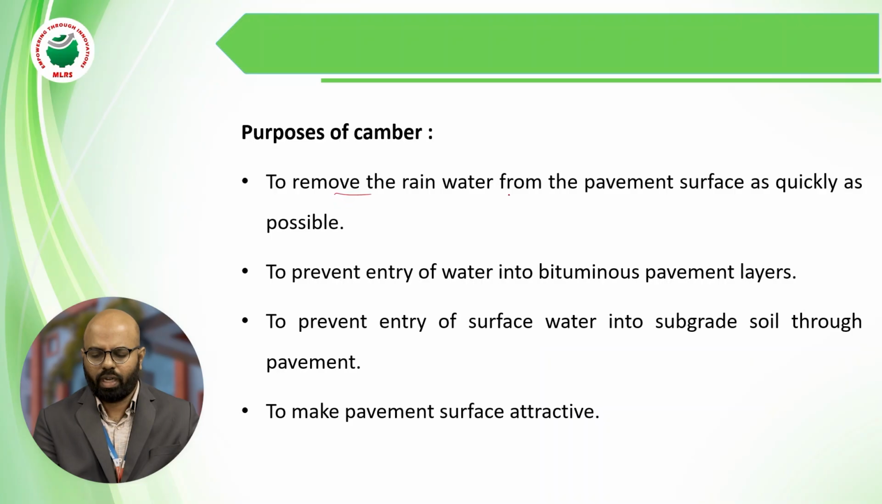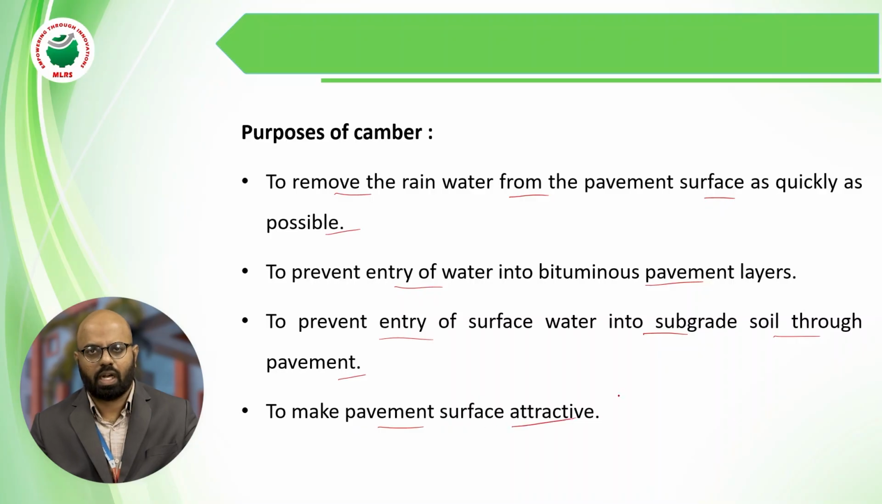In order to remove the rainwater from the pavement surface as quickly as possible, we provide the camber. To prevent entry of water into the bituminous pavement layers. As we know, for any pavement there will be different layers. So in order to prevent the entry of water into the subgrade, we provide the camber, in order to drain off the water. To prevent entry of surface water into subgrade soil through the pavement. And last is to make the pavement surface attractive, okay.